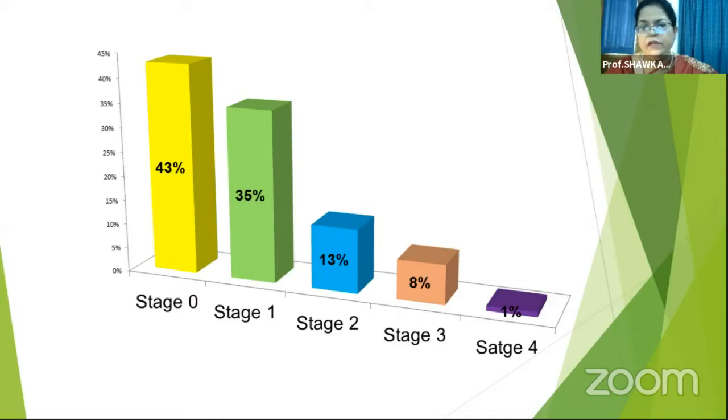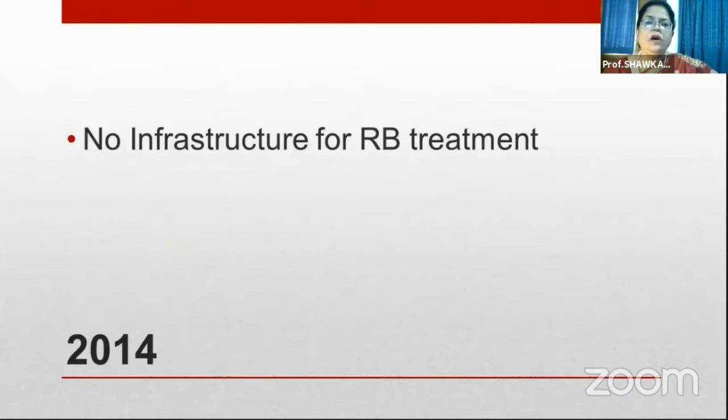Stage 0 or intraocular tumors were 43%. 35% had enucleation without microinvasion. And stage 1, stage 2 had 13%, who had adjuvant chemo and other modalities of treatment. Stage 3 had 8% and 1% had stage 4.